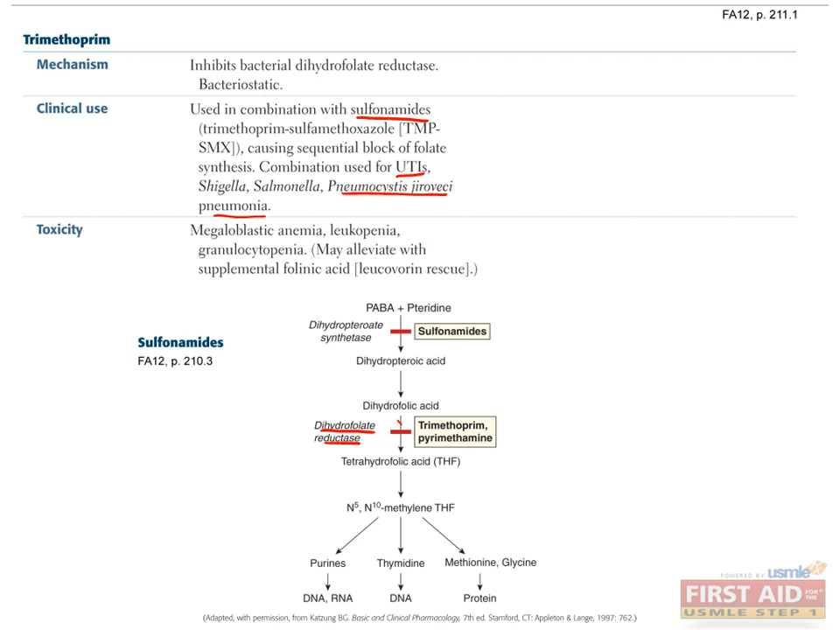Trimethoprim also affects human dihydrofolate reductase to a lesser extent than bacterial, so you may need to administer folinic acid or leucovorin to alleviate side effects of megaloblastic anemia, leukopenia, and granulocytopenia. Hence, the mnemonic TMP treats marrow poorly. For the same reason, trimethoprim should not be taken during pregnancy.